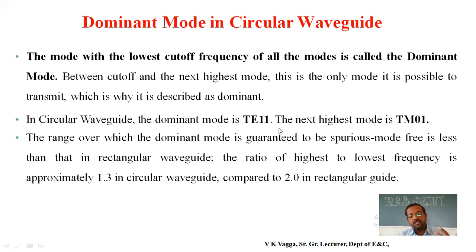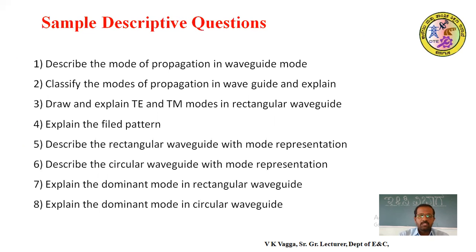I said that in the rectangular waveguide the dominant mode is TE10 or TE01, but in the case of the circular waveguide, the dominant mode is TE11. In this case also, the range over which the dominant mode is guaranteed to be spurious mode free is less than in the rectangular waveguide. The ratio of highest to lowest frequency is approximately 1:3 in the circular waveguide, compared to 2:1 in the rectangular. This is about the dominant mode in the circular waveguide.